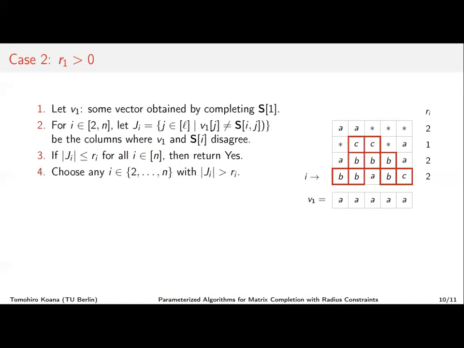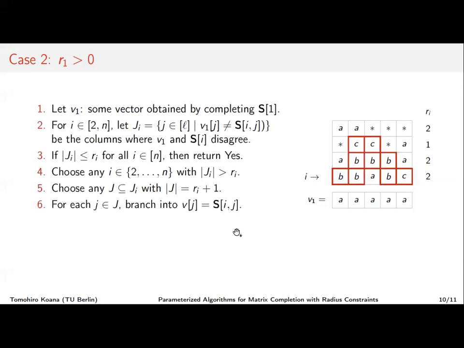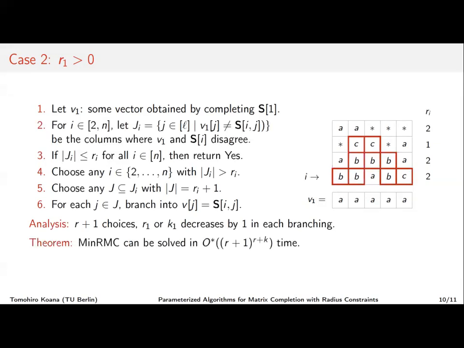So suppose not, then there's an i that violates this condition. And again, we use the same strategy. We pick from J_i some R_i plus 1 columns, and we branch. For each branching, again, we have R plus 1 choices. And this time K1 decreases by 1 in each branching, resulting in an algorithm running in R plus 1 to the R plus K time.